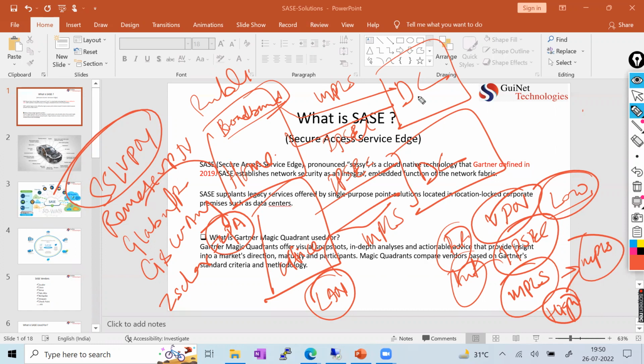So there is a problem, because you have the MPLS and lease line connections which connect from your office to your network. But if you're working from home, then you have to invest more money to buy this solution, either SSL VPN, Palo Alto GlobalProtect, Cisco AnyConnect or Zscaler. So all of these are going to include a cost for you, right?